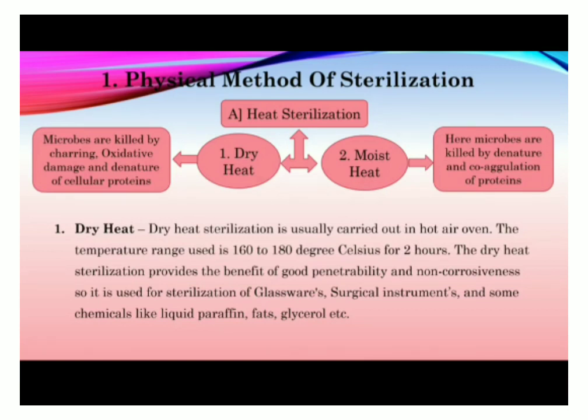Now sterilizing by using this hot air oven, that is dry heat, has some benefits. The heat can easily penetrate the sample which we are going to sterilize. That sample may be glassware, surgical instruments or any other liquids, and it is non-corrosive in nature. So it is used for sterilization of glassware, surgical instruments as well as some important chemicals.